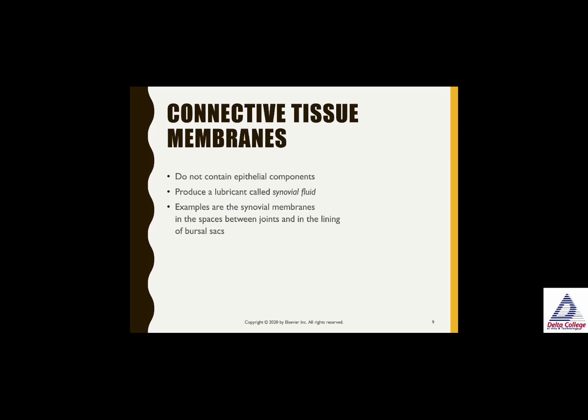Now let's talk a little bit about connective tissue membranes. They do not contain epithelial components because epithelial components are components of skin layers. They produce a lubricant called synovial fluid. Remember that image in the knee. Examples of synovial membranes are in the spaces between the joints and in the lining of bursal sacs. The bursa are cushion-like little sacs that are found between any moving body parts, like in our knee, elbow, hip, shoulder.